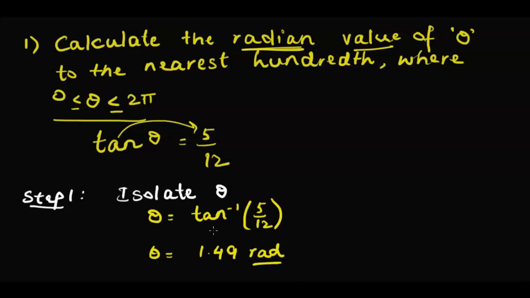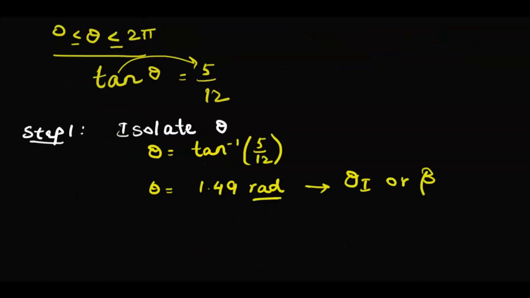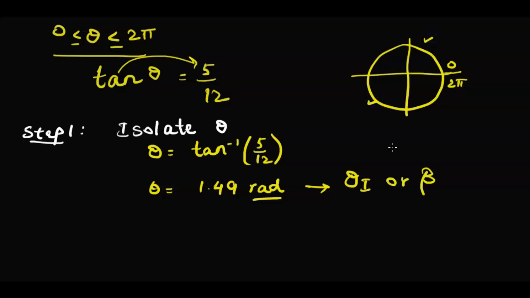Now always remember, whenever we take the inverse of a ratio to find theta, the calculator would always give us the first quadrant angle. So this theta lies in the first quadrant, and in the first quadrant, theta is also called beta. Now, if we were not given this domain, then this would have been the final answer and we would have stopped here. Since we are given the domain that theta should lie between 0 and 2 pi, that means we have to consider all the angles that would give us the ratio tan theta equal to positive 5 by 12. We know tan is positive in the first and the third quadrant according to the CAST rule.